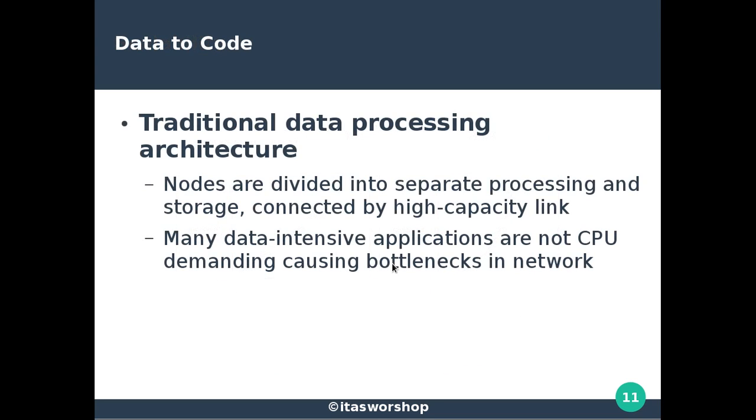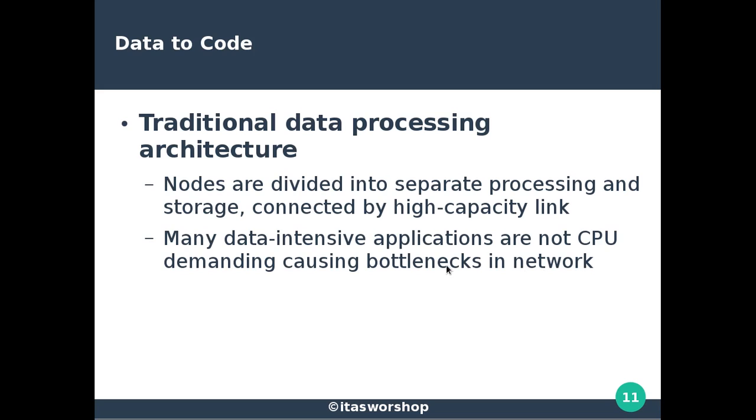Now, what is the meaning of bringing data to code and code to data? Data to code is the traditional approach. Consider any traditional data processing architecture, in which nodes are divided into separate processing and storage nodes connected by a high capacity link. Now we are trying to access data every time. So many data intensive applications are not CPU demanding, causing bottlenecks in the network.